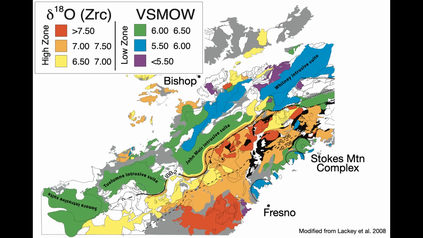So in the Sierra Nevada, this diagram's tossed up on its side again, and you can see the arc rocks, the Stokes Mountain Complex in the lower right. They're quite low in terms of oxygen isotopes. Delta 18 we call it, which is the change in 16 to 18 ratios. And those to the east, the Sonora intrusive complex, the Tuolumne, the John Muir, the Whitney, and so forth, also have very low values. So they're indistinguishable in terms of oxygen, and they are not crustal values.